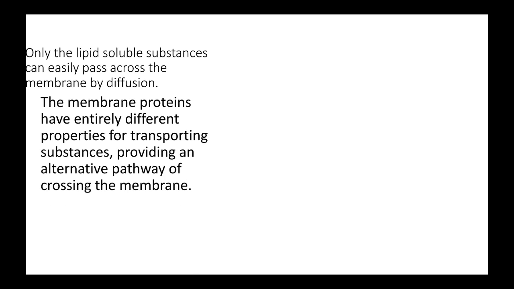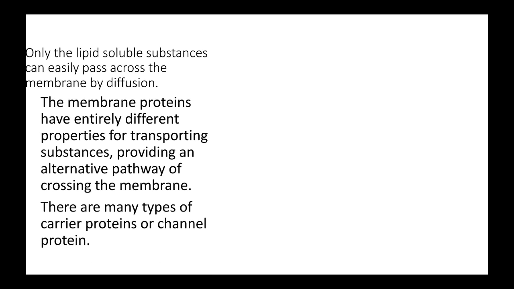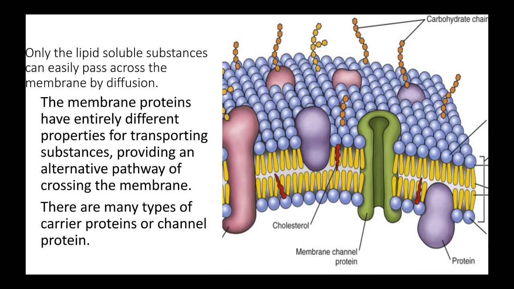Now only lipid soluble substances can easily pass across the membrane by diffusion. The membrane proteins have entirely different properties for transporting substances, providing an alternative pathway of crossing the membrane. There are many types of carrier proteins or channel proteins. Their molecular structure interrupts the continuity of the lipid bilayer, constituting an alternative pathway through the cell membrane. Many of these penetrating proteins can function as transport proteins. Different properties function differently. Some proteins have watery spaces all the way through the molecule and allow free movement of water as well as selected ions or molecules.